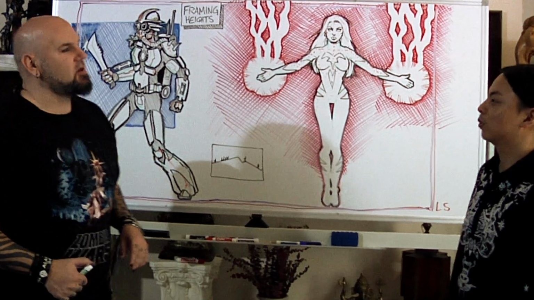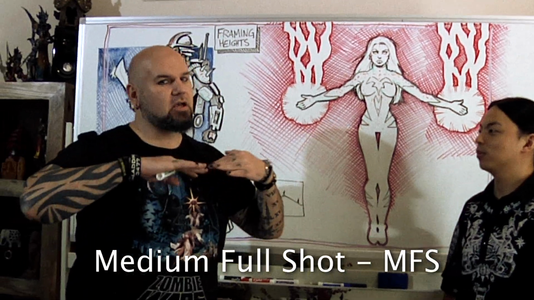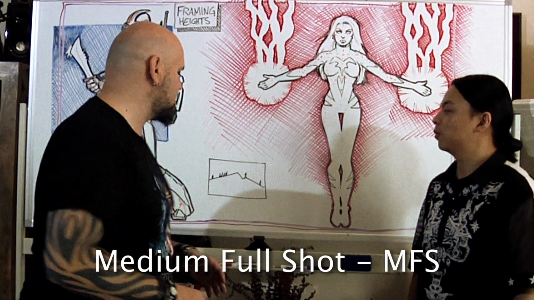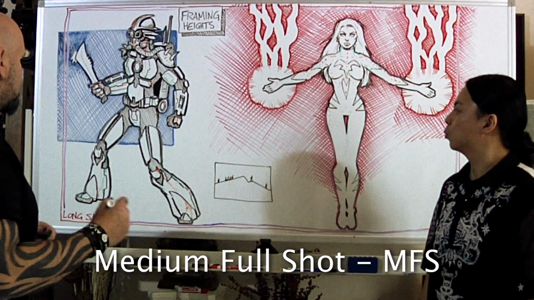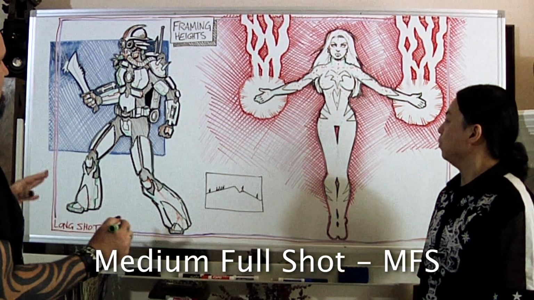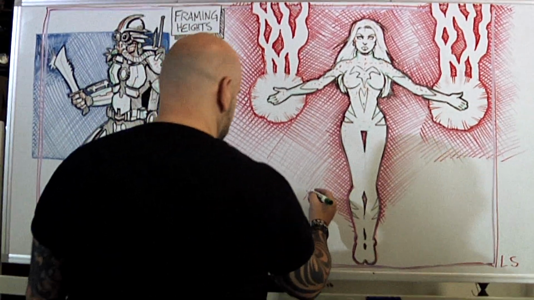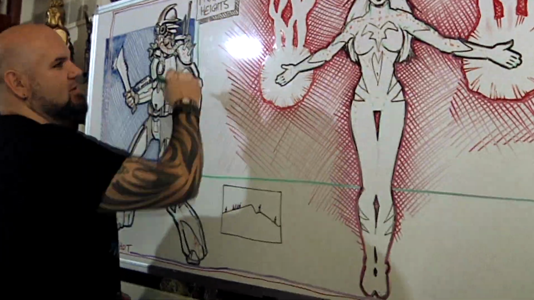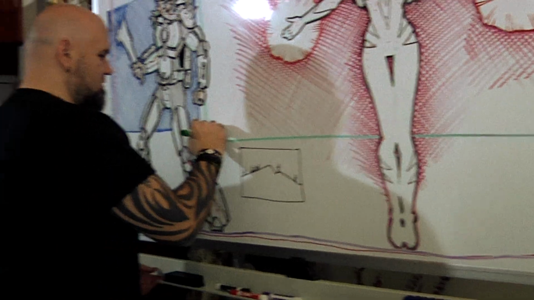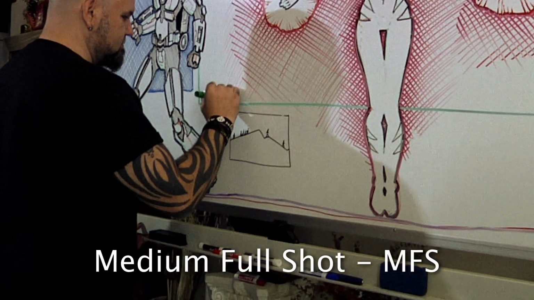Next up is what's called a medium full shot. Now, as we get closer and closer to our characters, we start cropping off some of the figure. So if it's ever cropped off a little bit closer, say something around the knee area, this is what's called a medium full shot.